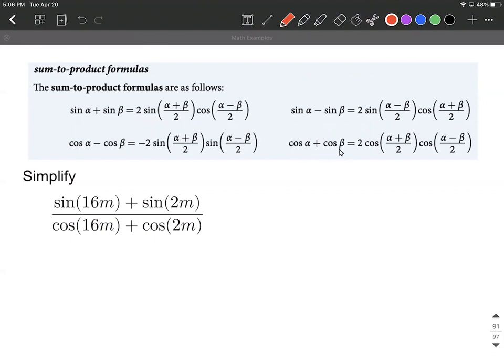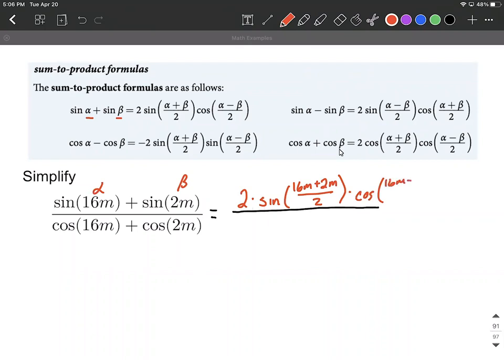All right, so let's get started with the numerator and see what reducing down we can do there, converting this over into a product. So I'm going to visualize this as being my alpha, being my beta, as we fill into this formula on the top left. So for alpha and for beta. This is going to give us 2 sine of alpha plus beta, so 16m plus 2m, all divided by 2, multiplied by the cosine of alpha minus beta, so alpha 16m minus beta 2m, all divided by 2.